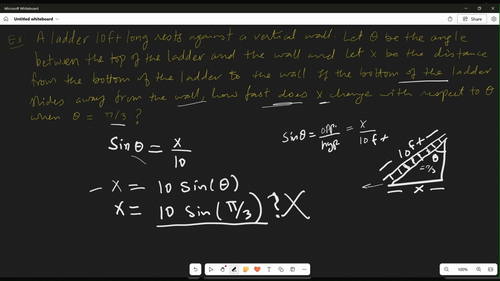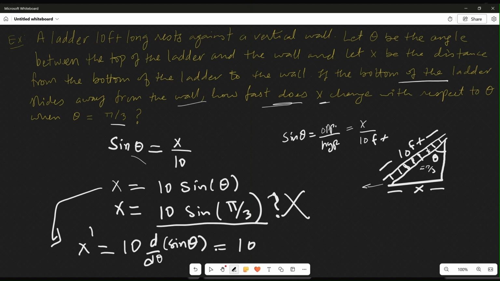So what we are going to do is take the derivative of x. The constant multiple rule applies here, right? So 10 is constant, and then we take the derivative of sine theta. And we know that the derivative of sine theta is cosine theta. And now we can plug in the theta here. So 10 times cosine of pi by 3.